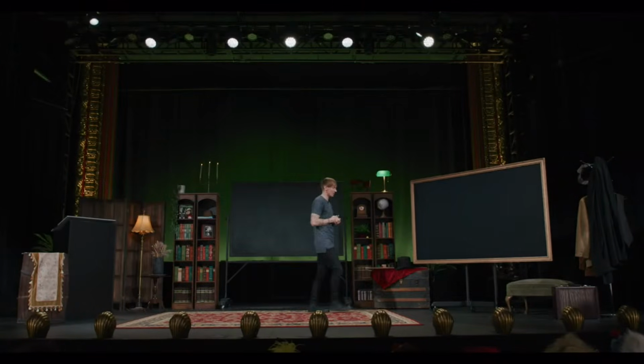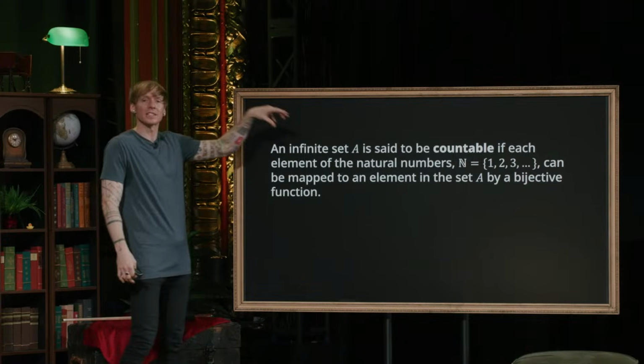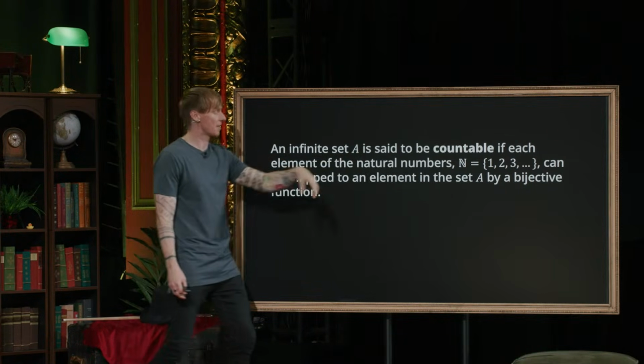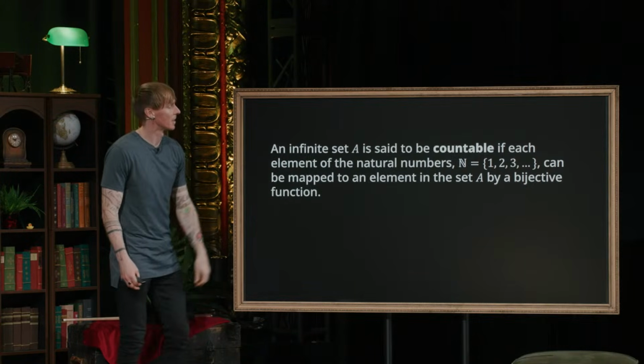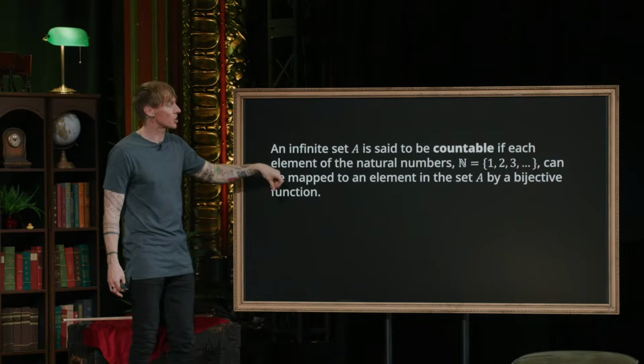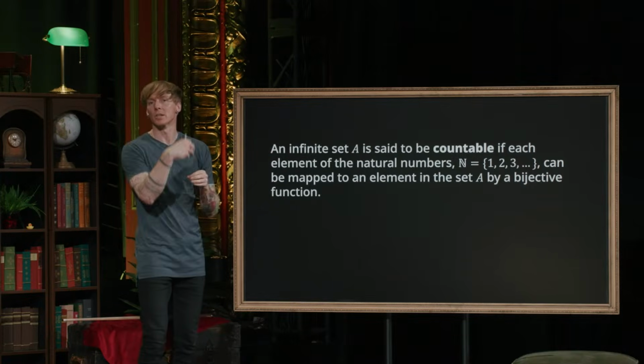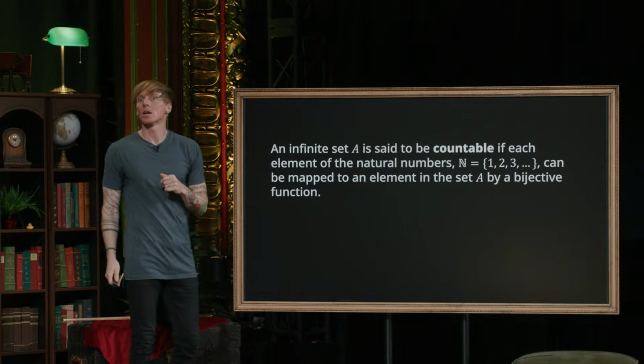Counting functions allow us to compare the size of infinite sets. An infinite set can be countable or uncountable, and there's a definition that tells us whether it is countable. Now that definition is related to the natural numbers. We say an infinite set A is countable if each element of that set can be mapped to a natural number. And we want that function to be a bijection. So that means it's sending one input to one output, and all of them are covered.